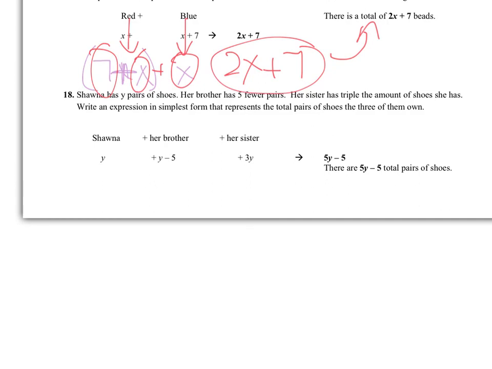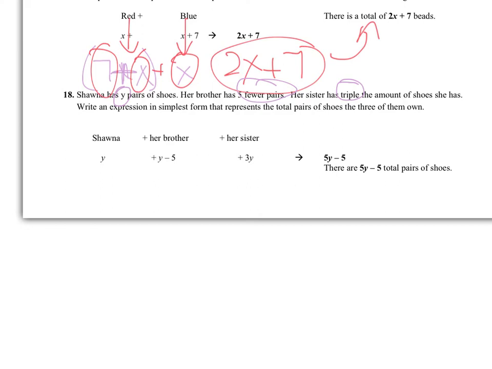Number 18. Shauna has Y pairs of shoes. Her brother has 5 fewer pairs. Her sister, oh my, there's a lot of shoes going on in this family. Her sister has triple the amount of shoes she has. Write an expression in simplest form that shows total pair of shoes.